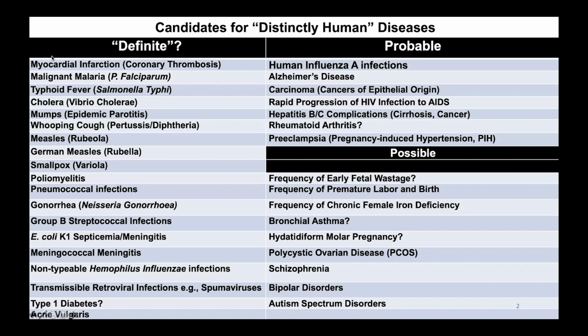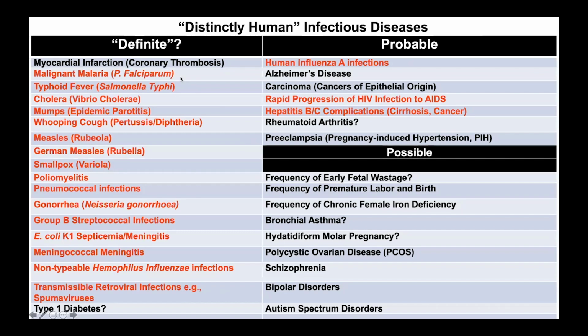This is the list of different topics that we had discussed over the years as candidates for distinctly human diseases. There are a whole lot of definite candidates like myocardial infarction and carcinomas, cancers of epithelial origin. But as you can see, most of the items on this list are infectious diseases. And this next slide shows you in red all of the infectious diseases that were on that list.